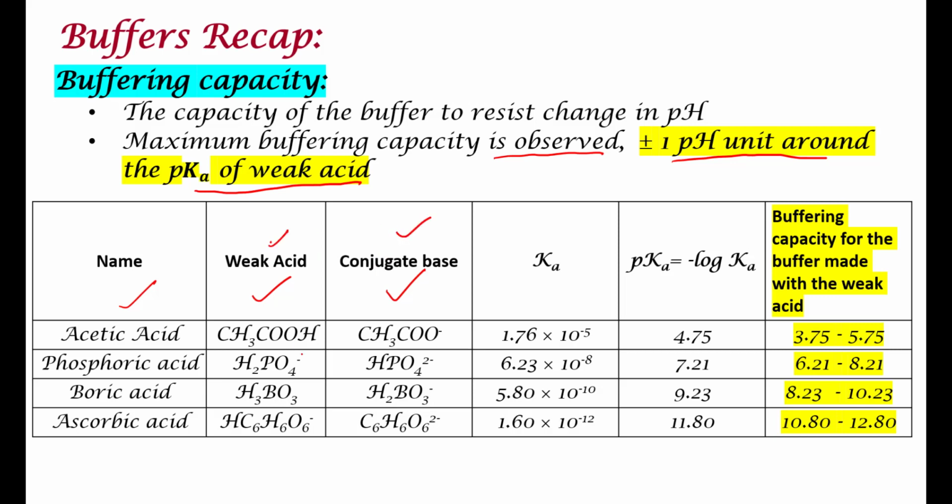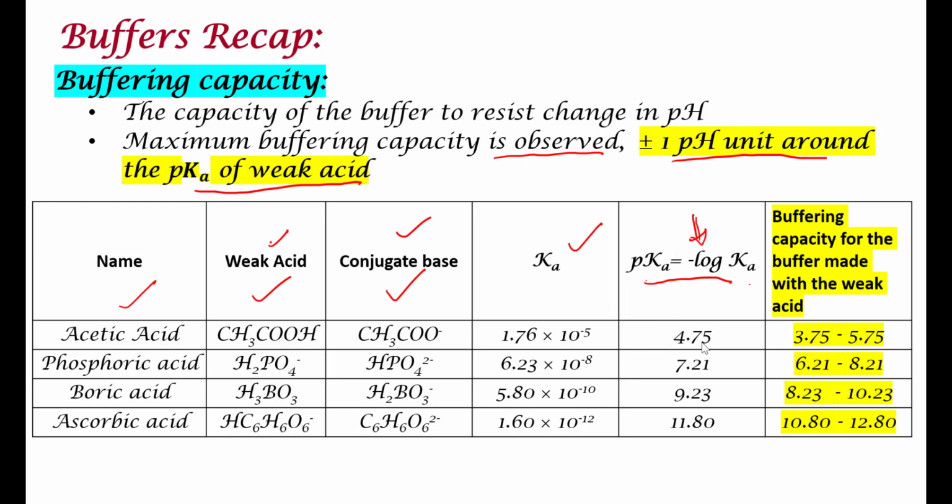And when you have these weak acid and conjugate base combinations, you can see that the Ka for the weak acid is given in column number 4. And we know how to convert the Ka into pKa values. You take the negative log of the Ka and change it into pKa. And those values are reported over here in column number 5.